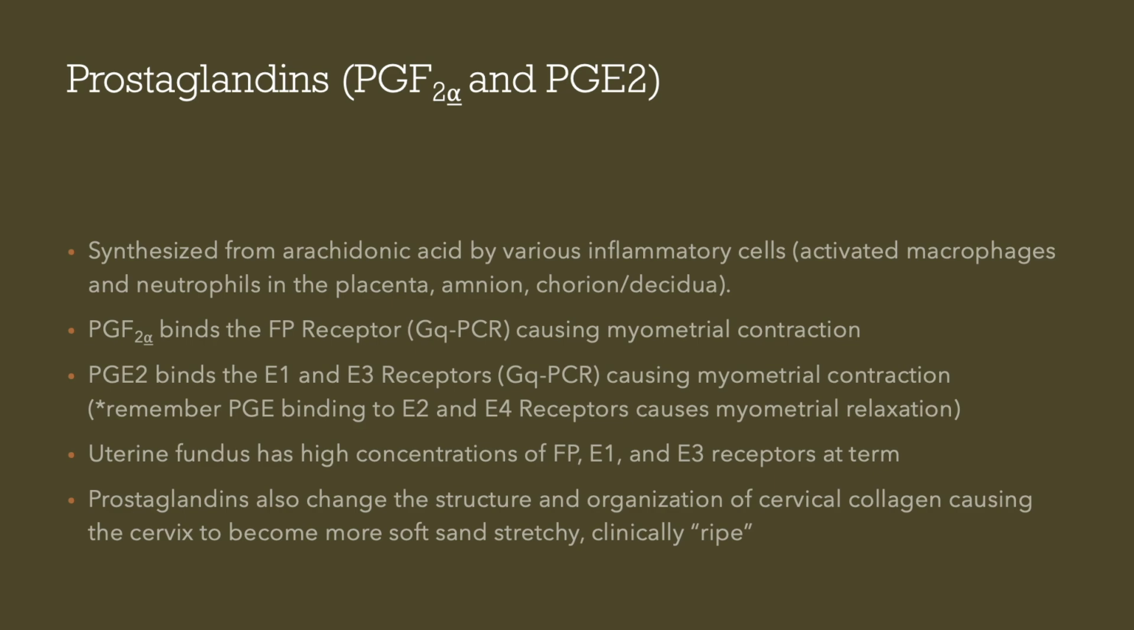So importantly, in terms of thinking about labor and uterine contraction, the uterine fundus has high concentrations of FP, E1, and E3 receptors at term. And importantly, prostaglandins also change the structure and organization of cervical collagen, causing the cervix to become more soft and stretchy, and clinically we refer to this as cervical ripening, or a ripe cervix.